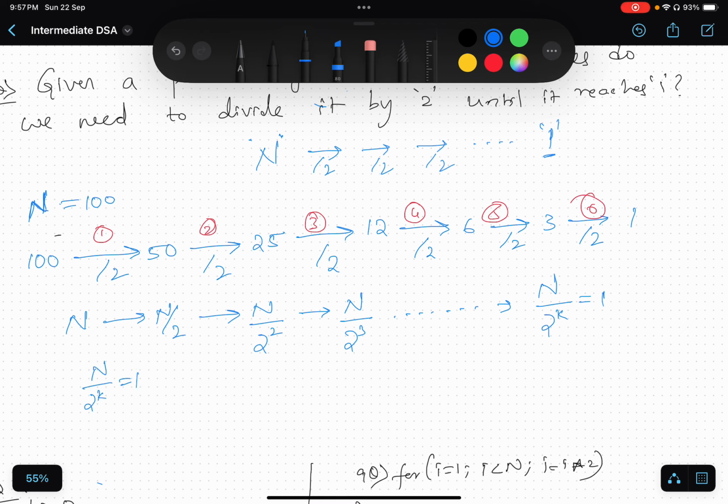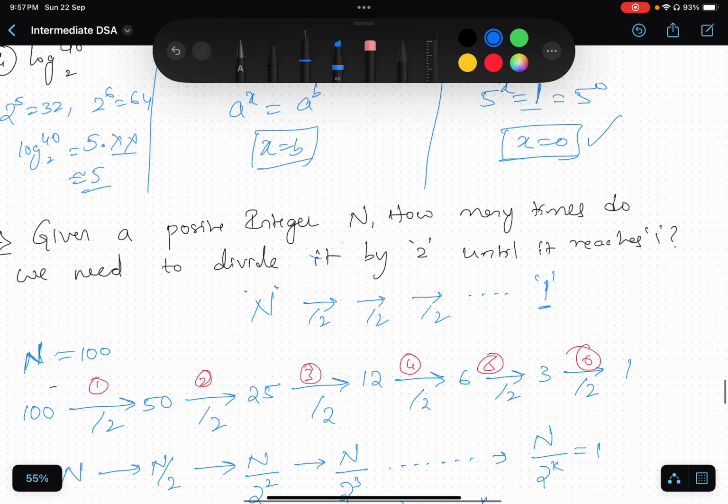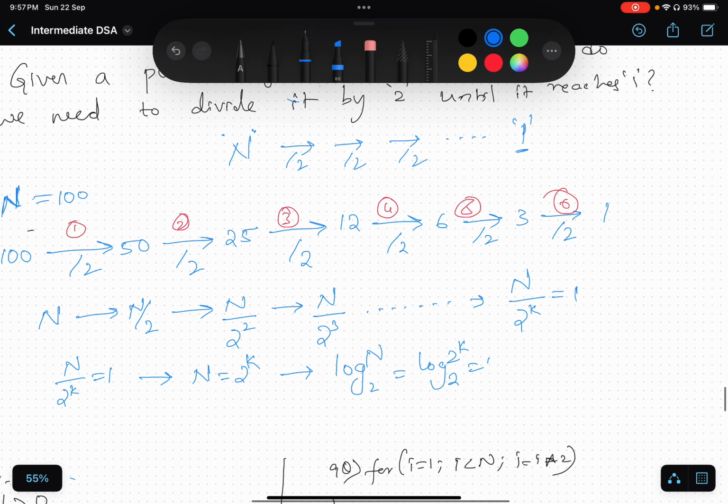Applying log, okay, I can write n equal to 2 power k first. Applying log on both sides, log n base 2 is equal to log 2 power k base 2. As we discussed so far, log a power b base a is b only. That means it's equal to k. So log n base 2 equal to k, right?